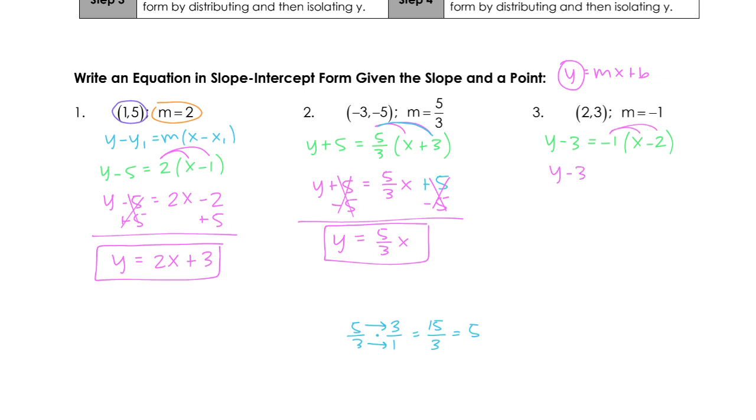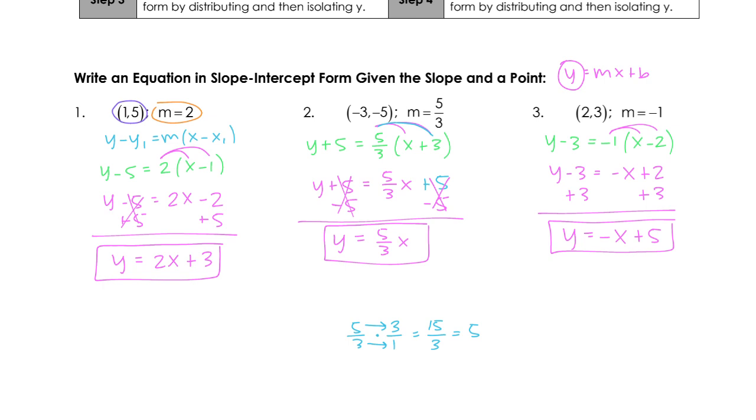So y minus 3 equals -x plus 2. And then add or subtract whatever value is next to y. So then we have y equals -x stays the same, 2 plus 3 is plus 5. And that would be our final answer in slope-intercept form.